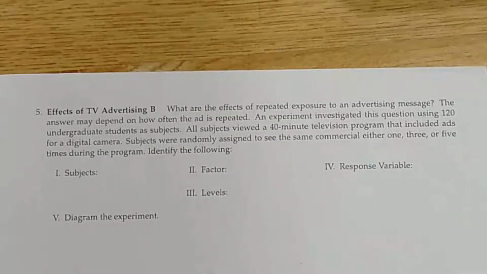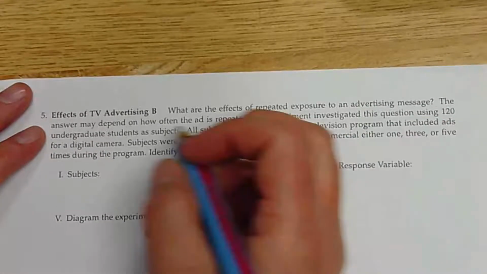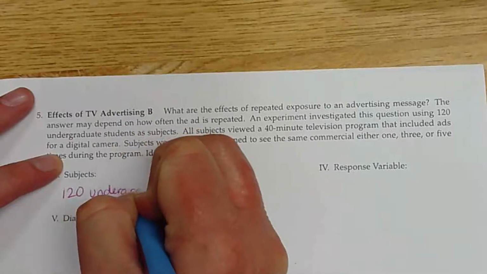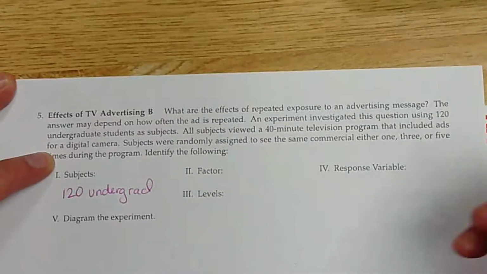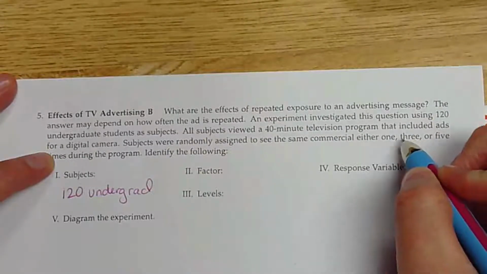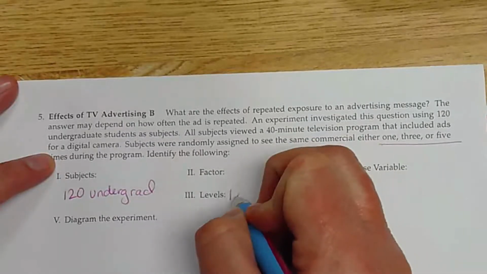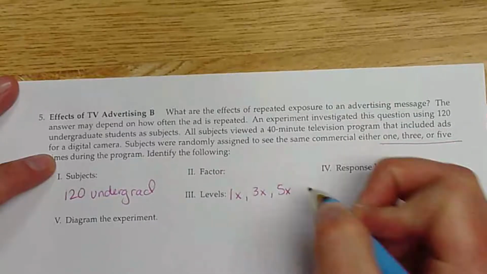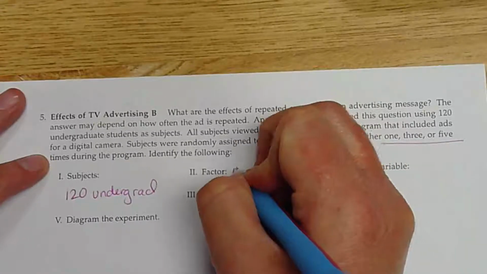So we're going to identify the following. Our subjects are going to be these 120 undergrad students. Okay, and then the thing that we did with them was we had them watch this commercial during the show either once, 3, or 5 times. So my levels are going to be either 1 time, 3 times, or 5 times. And then I need to come up with a name for that factor. So let's call this just number of commercials.